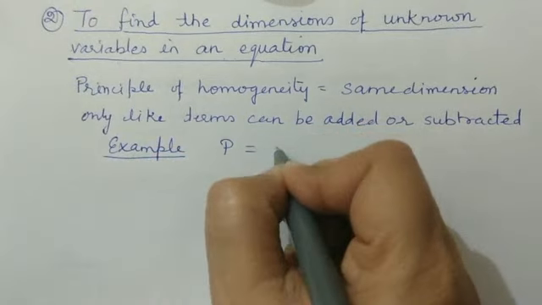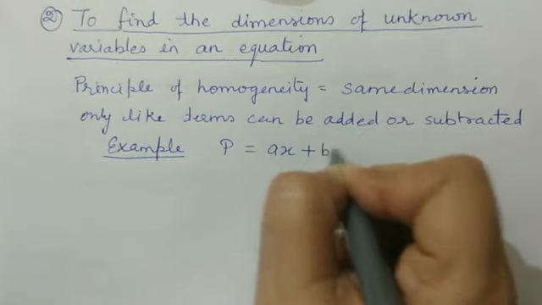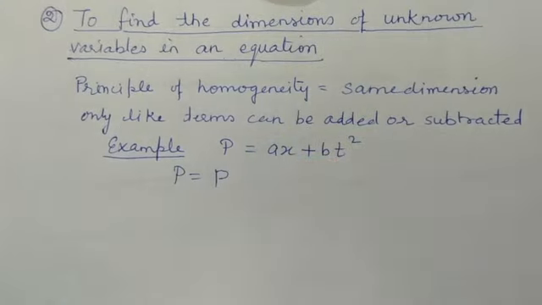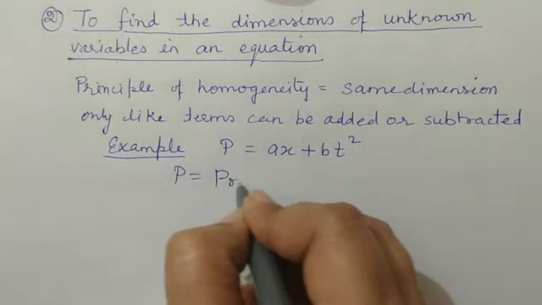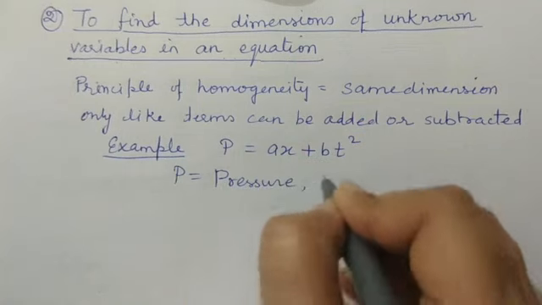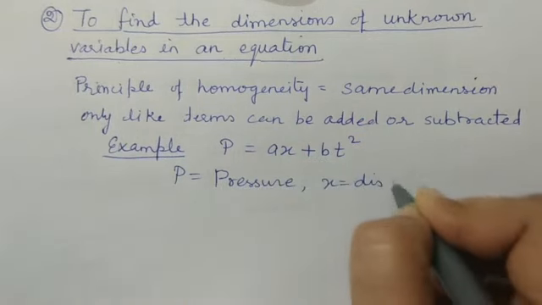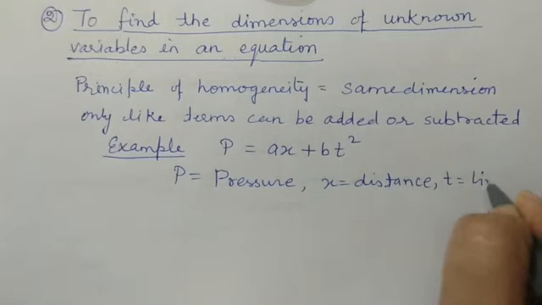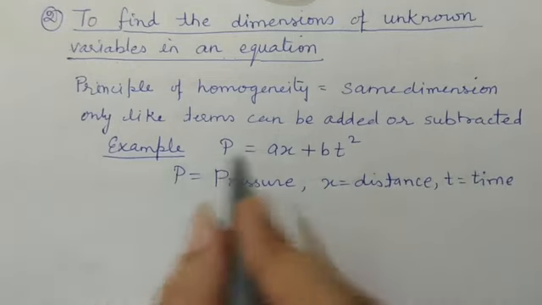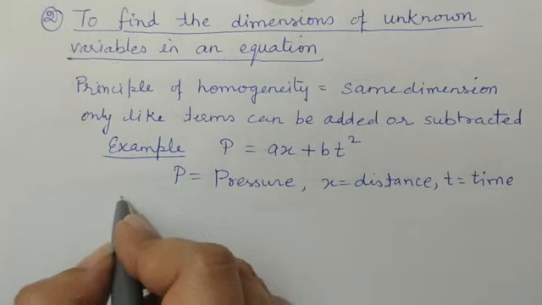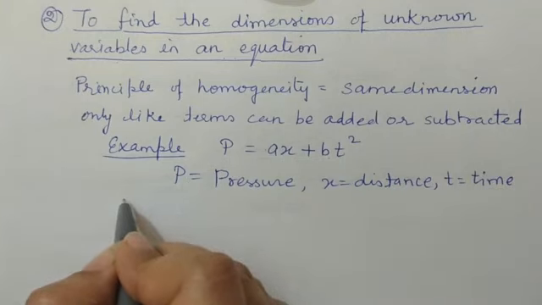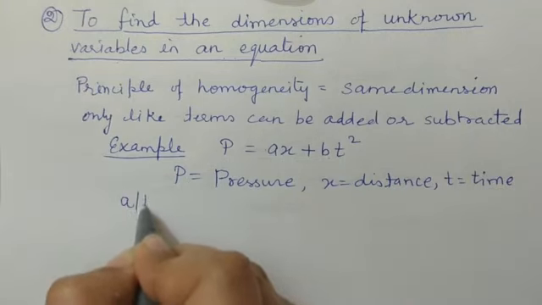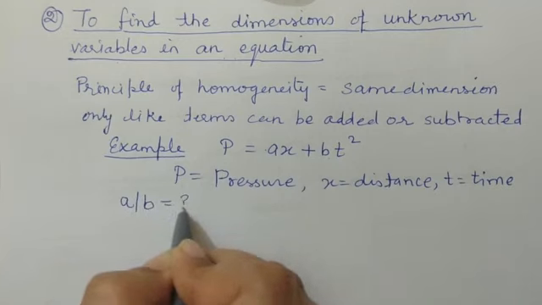P is equal to ax plus bt square. Here P is pressure, x is distance, and t is time. A and B are unknown variables. So we have to find here dimension of A upon B.